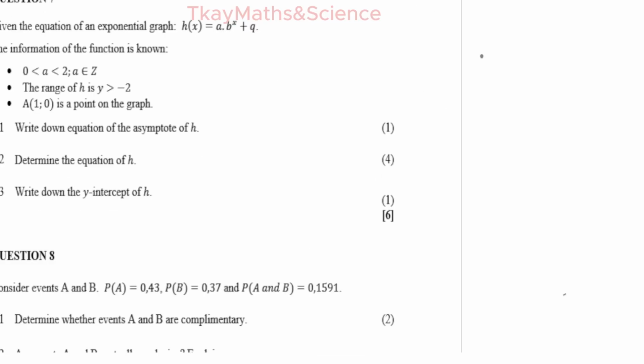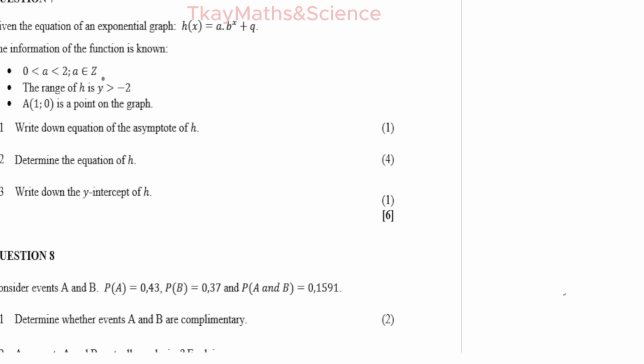The question is saying, given the equation of an exponential graph, that is h of x equals a dot b to the x plus q. We have been given this information about the function for which 0 is less than a is less than 2, and a is a number which is an integer, right?